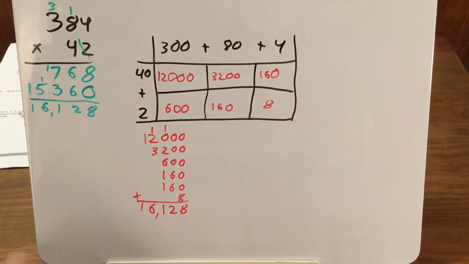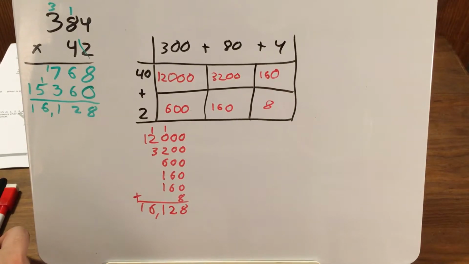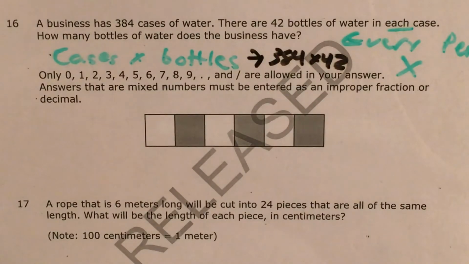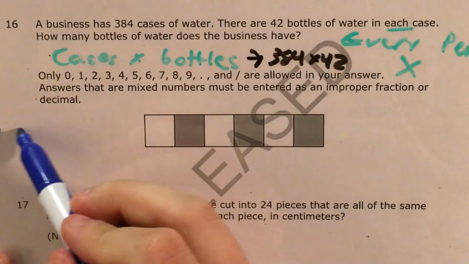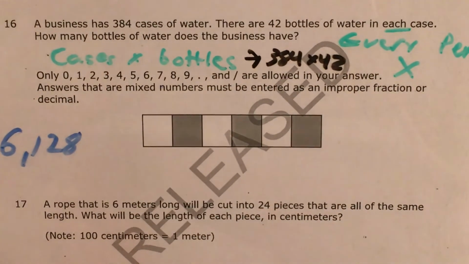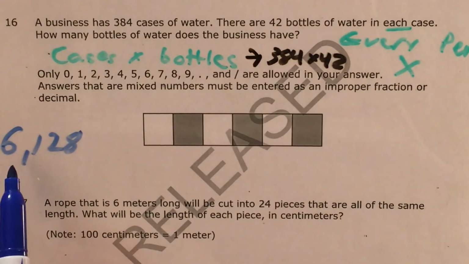It's at this point that I'm actually going to bring back my small board so that I can show us how we're going to enter this answer into the grid and into the bubbles that you will see below if you have to take this test on paper. So my answer was 16,128.